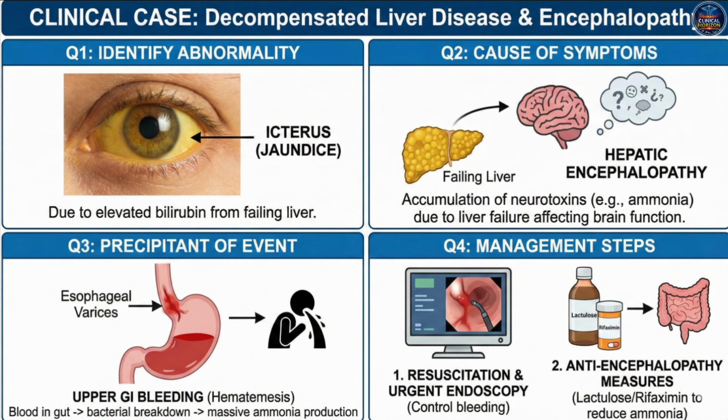First question asks, identify the abnormality in the image. Simple observation, don't overthink it. The answer to write: icterus or jaundice.